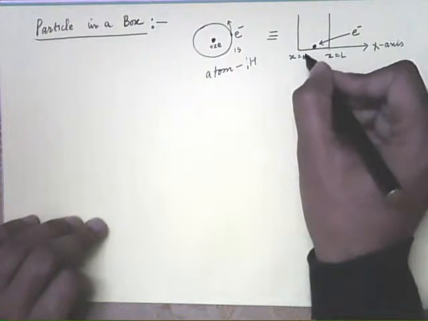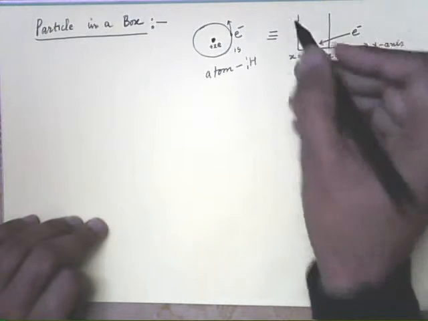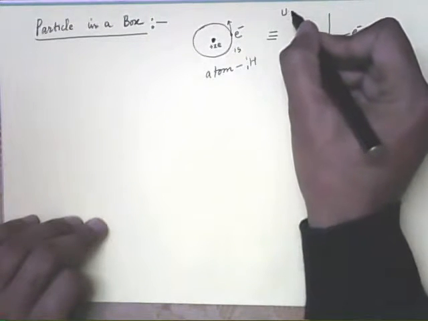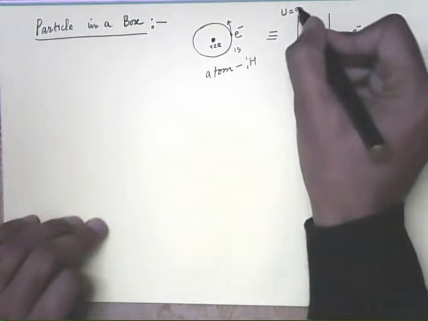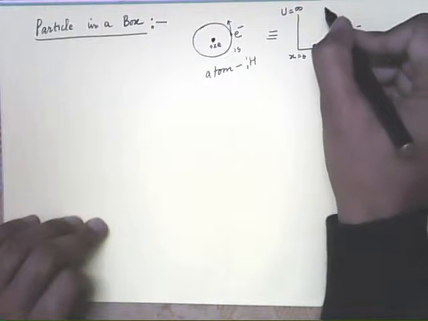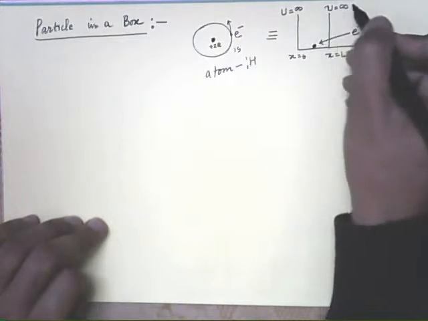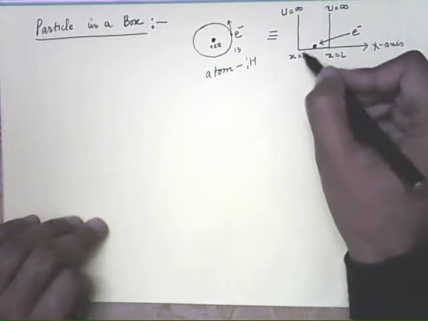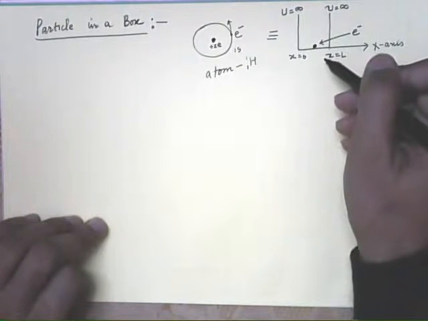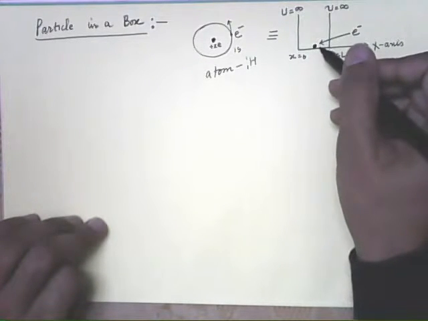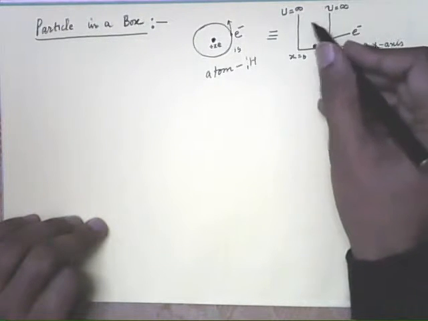At x equal to 0 and x equal to L, these two vertical lines indicate the potential. The potential is infinite at x equal to 0 and at x equal to L. So these both are basically equivalent to an infinite potential well, and the particle is inside the well, and this particle is free to move here and there.